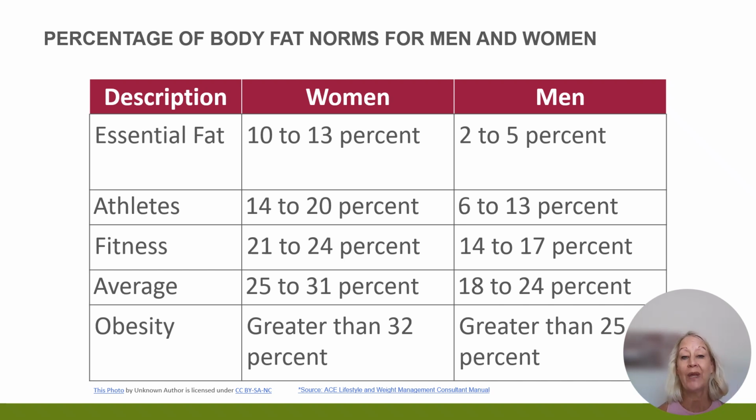Now, for women, we need a little bit more fat than men do for hormone regulation, and so typically we need about 10 to 13%. Athletes will typically be between about 14 to 20%, and then for general fitness about 21 to 24%, and then just for the average female about 25 to 31%. Now, anything above 32% is considered to be obese. And like I said, as women, we naturally carry more essential fat for reproductive and hormonal functions, and so our healthy ranges are higher than men's.